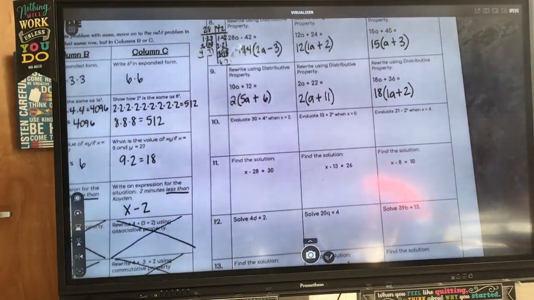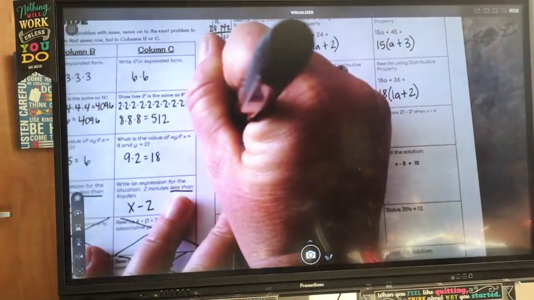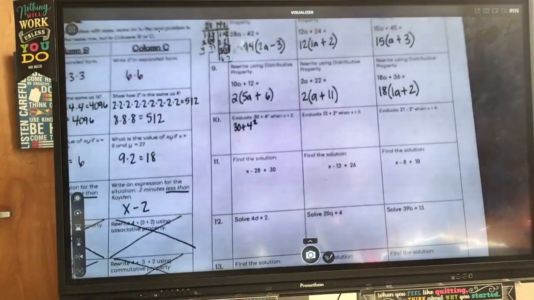So it says evaluate 30 plus 4 to the x power when x equals 2. So this is something that we haven't necessarily done, but does it still follow the same guidelines of having an unknown number, knowing the value of it and plugging it in? Okay. The difference is though, our unknown value is what part of our problem? Kaya? The exponent. So when I rewrite this, I'm going to do 30 plus 4 squared because x equals 2 in this problem, right? Does that make sense?